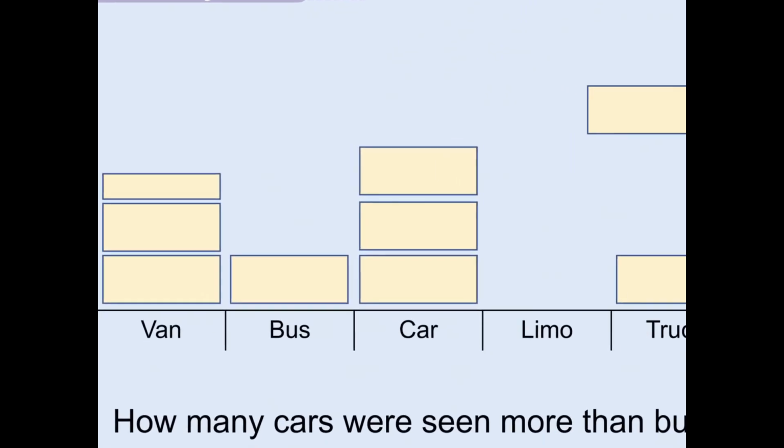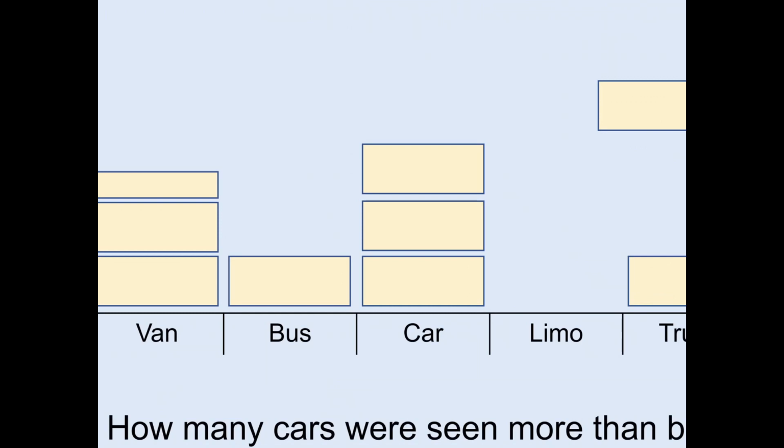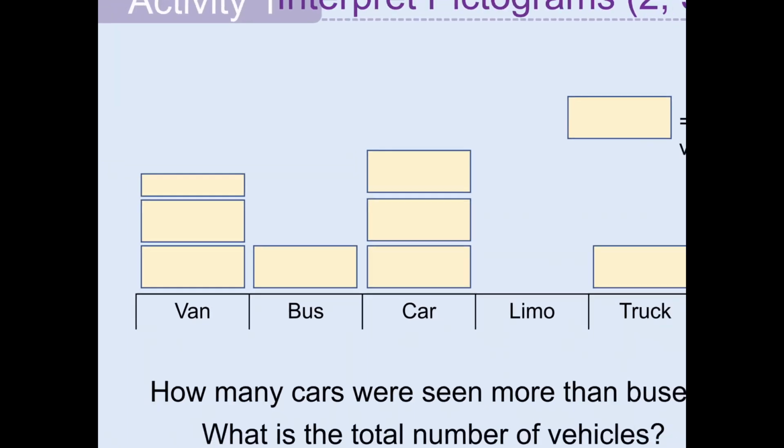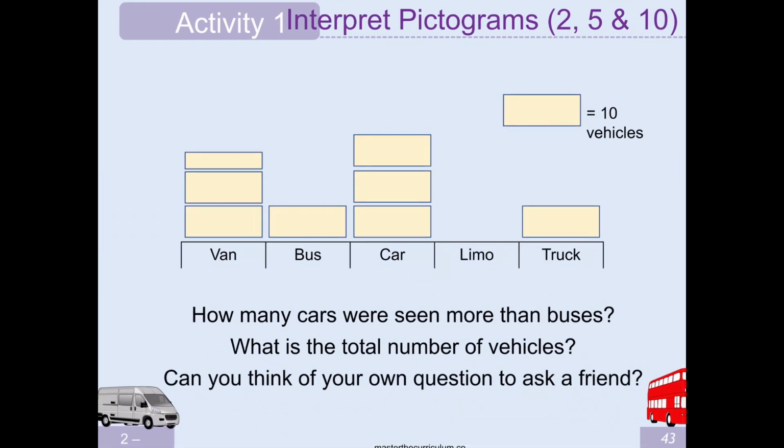Well, you can look at the pictogram and see that there are actually 2 extra blocks, and both are in tens, so 2 tens makes, that's right, 20. There are 20 extra cars than buses, or 20 more cars than buses.